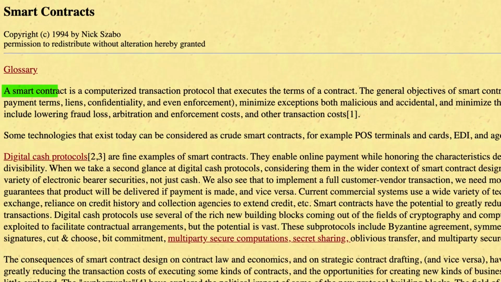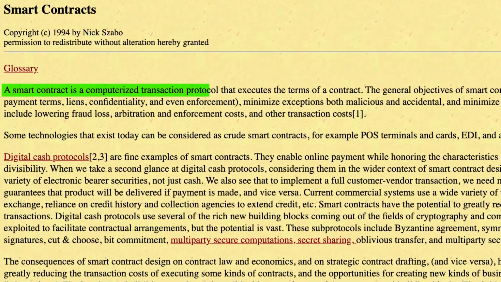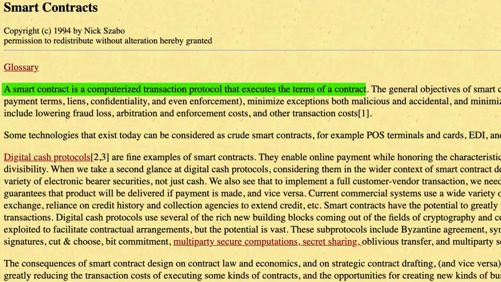Nick Szabo, a computer scientist, law scholar, and cryptographer, proposed the idea of a smart contract in 1994. By his definition, smart contracts are computerized transaction protocols that execute the terms of a contract. In particular, he also proposed the execution of a contract for assets such as a derivative and bond.